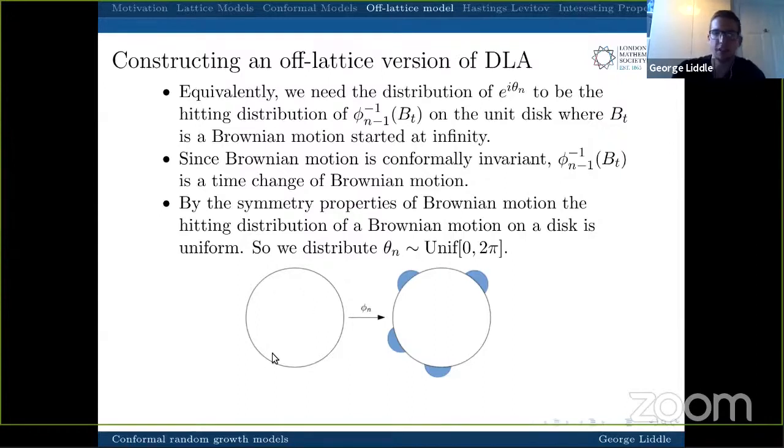So that's an example of how we pick the attaching angles so that we get harmonic measure on the cluster. We don't necessarily have to pick it in the way you might imagine on the disk itself. We have to pick it in a way that gives us this harmonic measure on the boundary. So in this case, we need to pick the angles to be uniform. So that was quite simple.